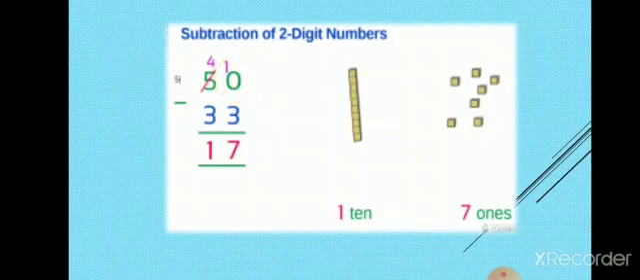This means regrouping. Now you can easily subtract 3. So this is 1 bar of 10, and you subtract 3 and you will get 7 ones. So we write here 7.